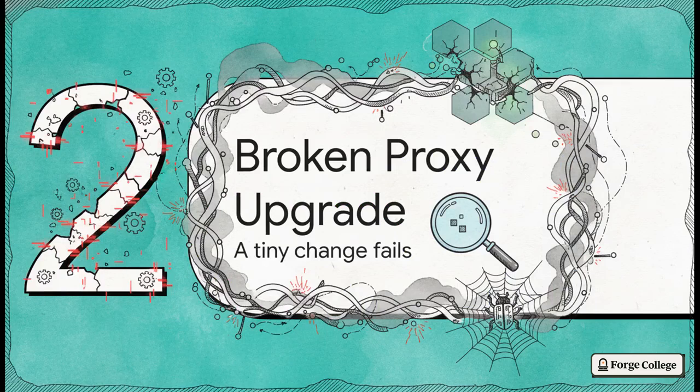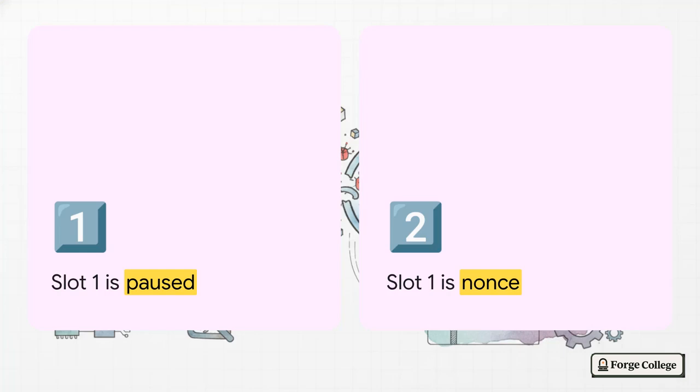Let's move to Section 2, the broken proxy upgrade. A tiny change fails. Okay, let's look at a specific crime scene. We've got an upgraded smart contract proxy here, where a tiny, super innocent-looking code change caused an absolute catastrophe. Just look at how a tiny addition wreaks havoc. On the left side, version 1, the storage layout is super simple. Slot 0 holds the owner address, and slot 1 holds a paused boolean, just a basic true or false flag.